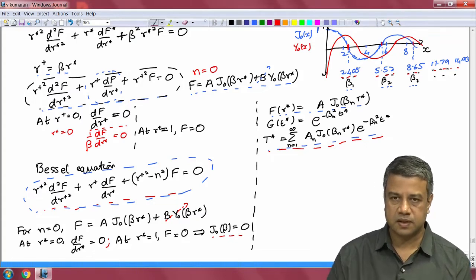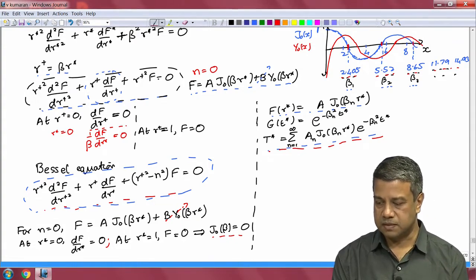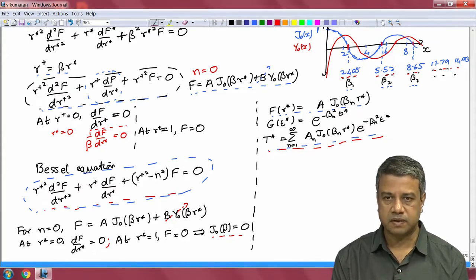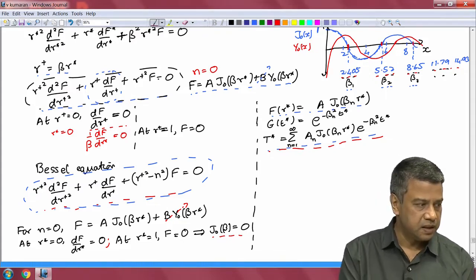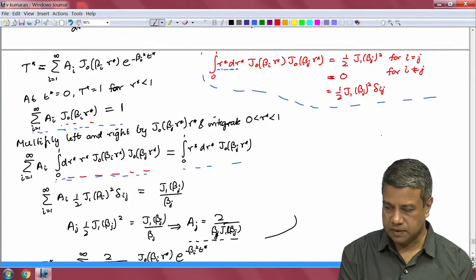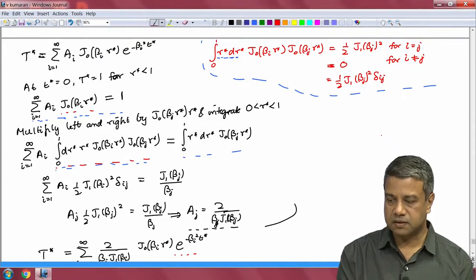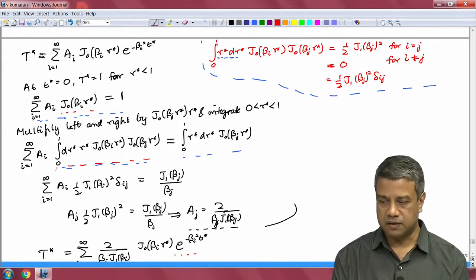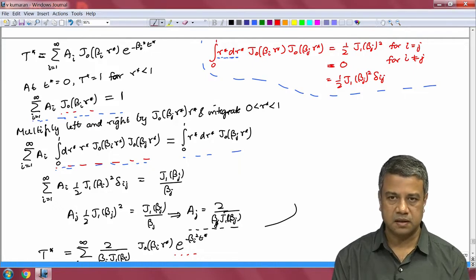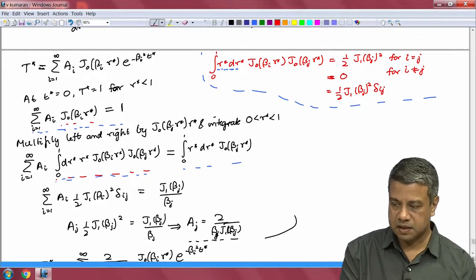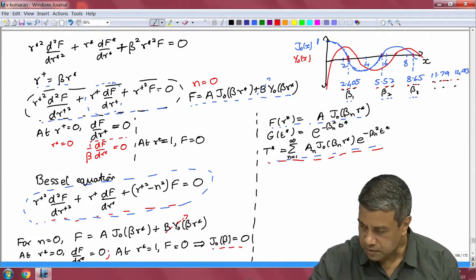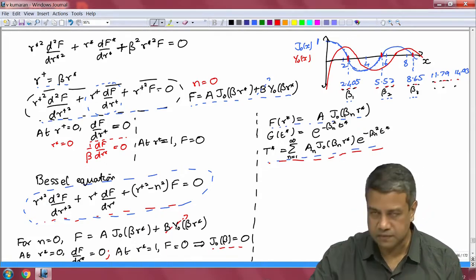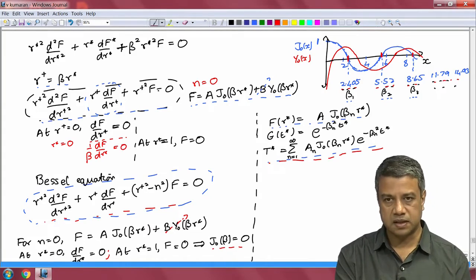This solution for the temperature satisfies the boundary conditions, because J0 satisfies the boundary conditions, and it satisfies the equation because we got it by separation of variables. What it does not yet satisfy is the initial condition, and that is determined from the orthogonality relation, because it turns out that these functions J0 of beta i r and beta j r, where beta i and beta j are the discrete values at which the function J0 passes through 0.